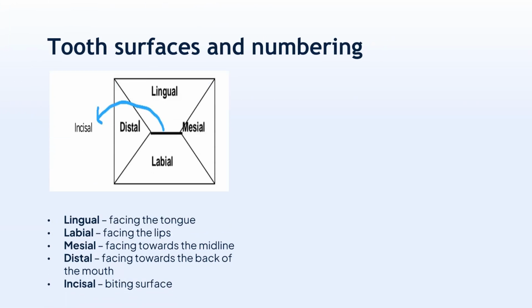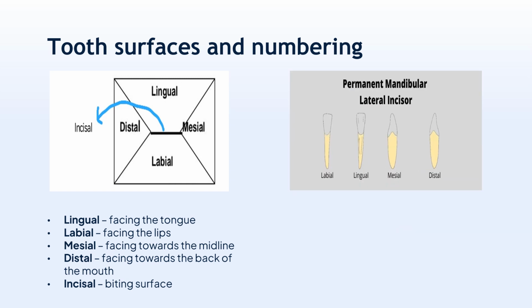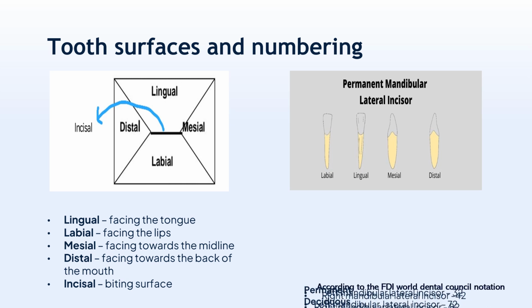The mandibular lateral incisor has 5 tooth surfaces. The first one is the lingual. This is the surface that is facing the tongue, followed by the labial, which is on the opposite side of the lingual, and it faces the lips. We also have the mesial surface, which is the surface that is facing towards the midline, and the distal, which is the opposite, facing away from the midline, towards the back of the mouth. And finally, we have the incisal surface, which is the biting surface. This is how the different surfaces look with the root involved.